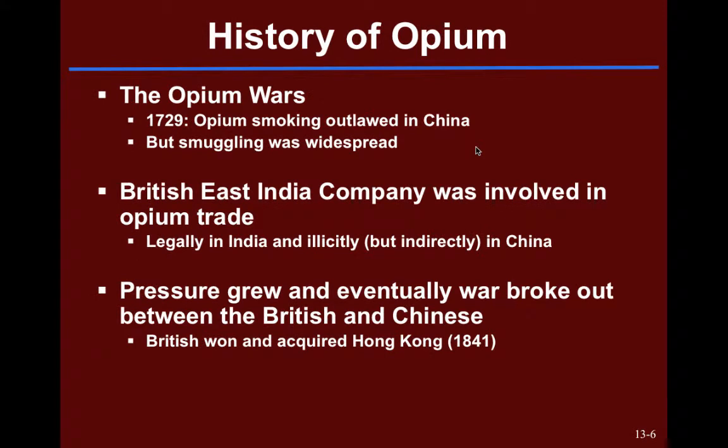Throughout the 18th and 19th centuries, we saw a series of conflicts between China and other countries that were known as the Opium Wars. In 1729, China outlawed the use of opium, but that was not the same thing as its use being stopped. There was a lot of smuggling going on at the time. And the British East India Company, which we talked about when we talked about caffeine and tea, was involved in that trade. It was done legally in India and illegally in China. Eventually, this led to war between the two countries, which was won by England, and that was how they acquired Hong Kong, which only within the past decade or so reverted to Chinese governance.